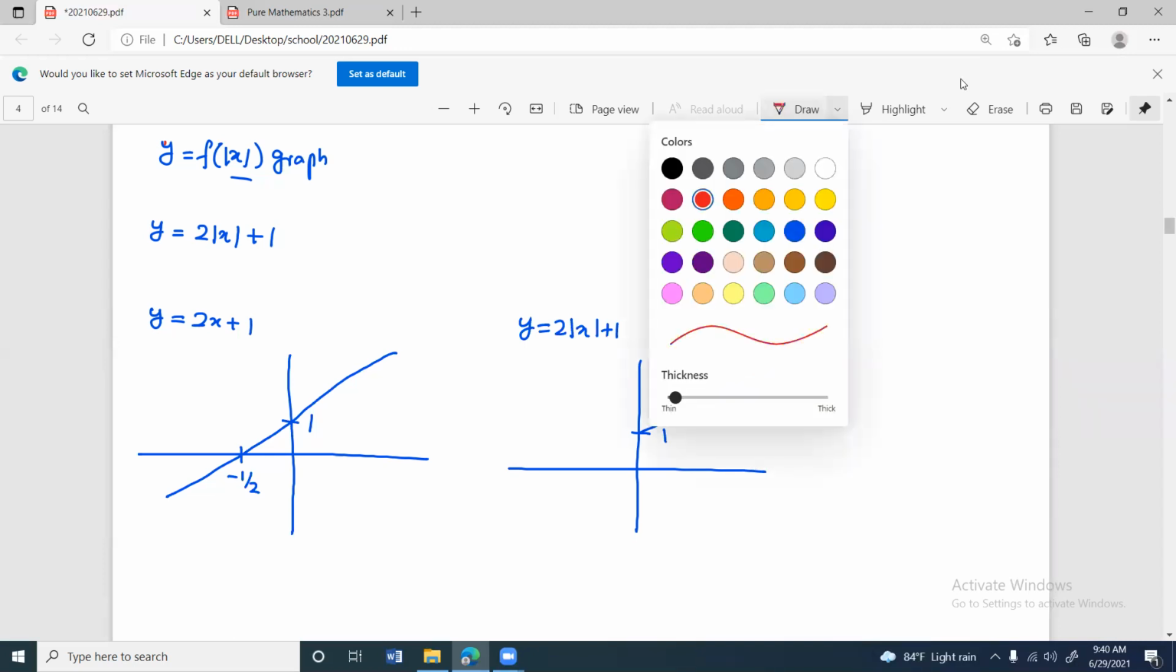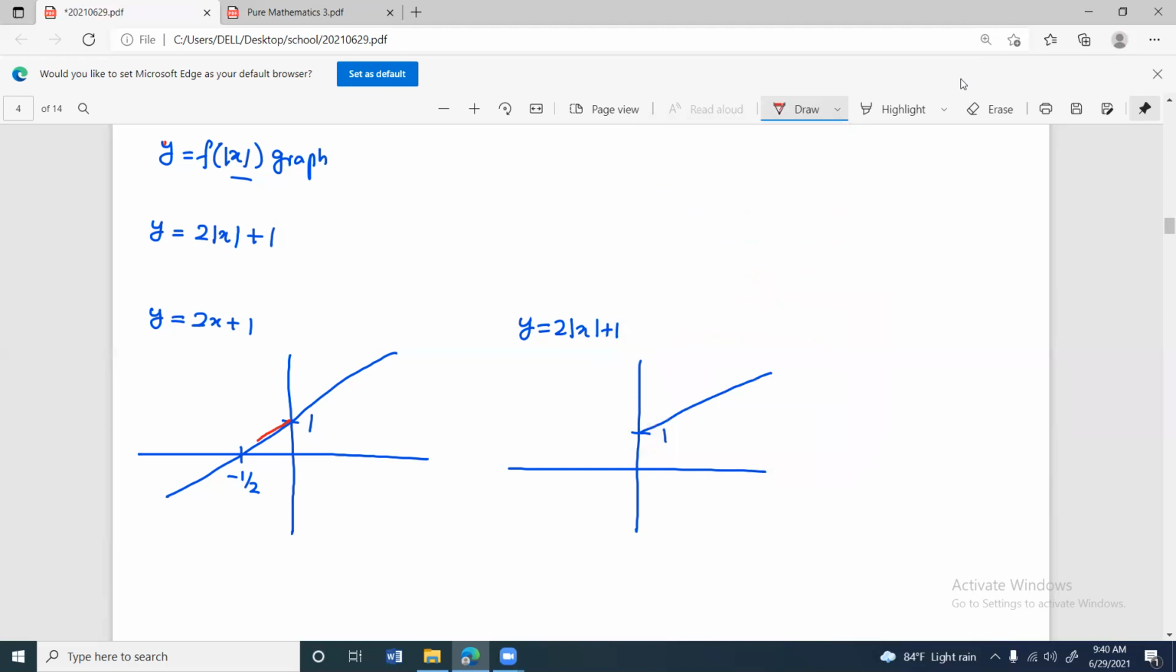This part has to be scrubbed. Whatever the graph, it doesn't matter how complex it is, nothing to worry about, you just scrub this part and reflect the positive side to the negative side. That's the way of drawing this graph. What you need to do is draw up to the y-axis, erase the negative part, then reflect the positive side to the negative side. This would be your final answer.